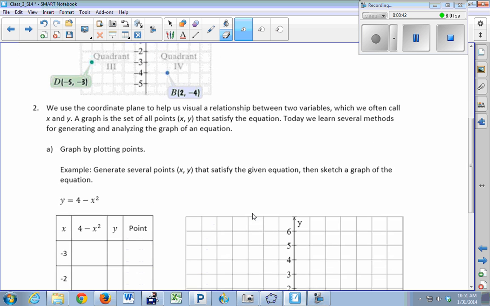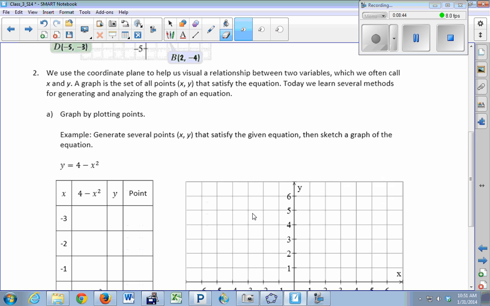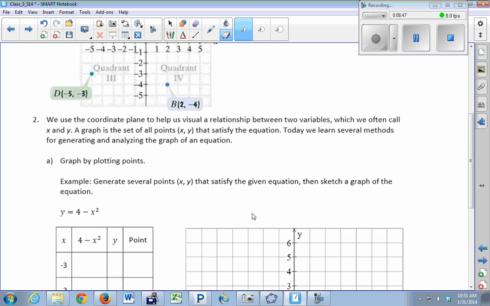Okay. All right, so we're going to look at 3 ways to graph equations today. We're going to do it by brute force by hand, and then we're going to do it with our graphing calculators, and then we're going to do it with GeoGebra. So those are the 3 ways we're going to graph equations today.